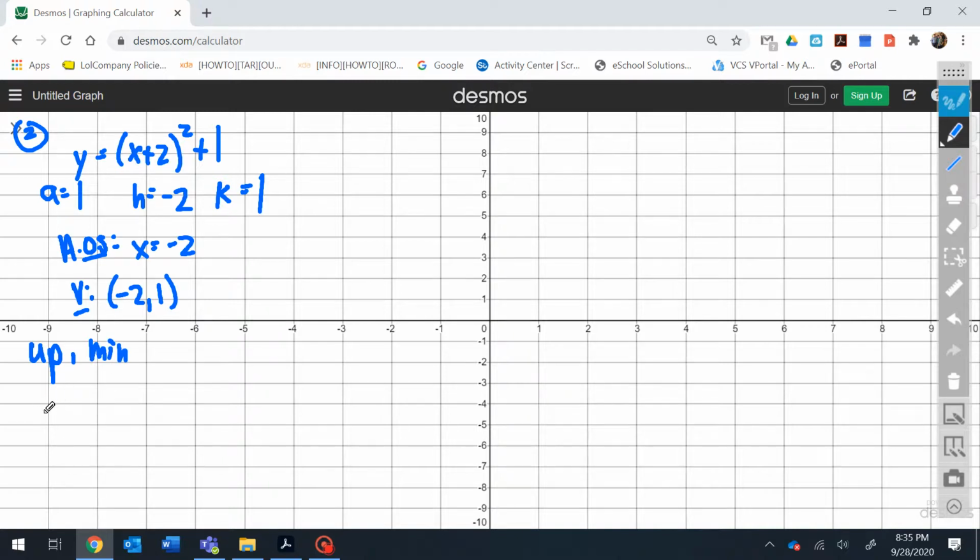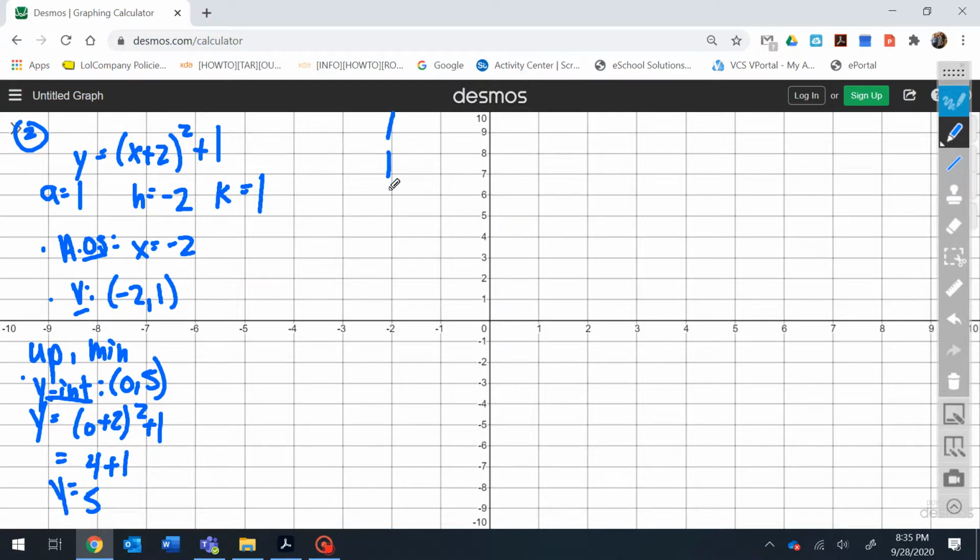And then to find the y-intercept, we simply need to substitute 0 into the equation. So 0 plus 2 squared plus 1. So that would be 2 squared, so that's 4, plus 1, so 5. So the y-intercept is 0, 5. So we have the axis of symmetry, the vertex, the y-intercept. That's all we need to graph this.